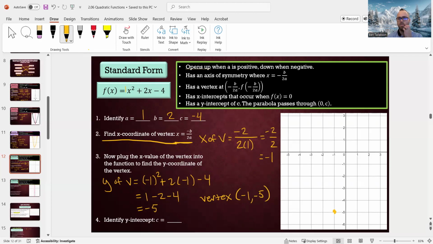Interesting that, again, with vertex form and standard form, the first thing we graphed was the vertex. But did it have to be? No. We could have started by graphing what standard form specializes in, which is finding the y-intercept, c. We identified c right there. We'll identify it again. It is negative 4, the y-intercept. Boom. Right there. And use your axis of symmetry, right? Find that other point just on the other side.